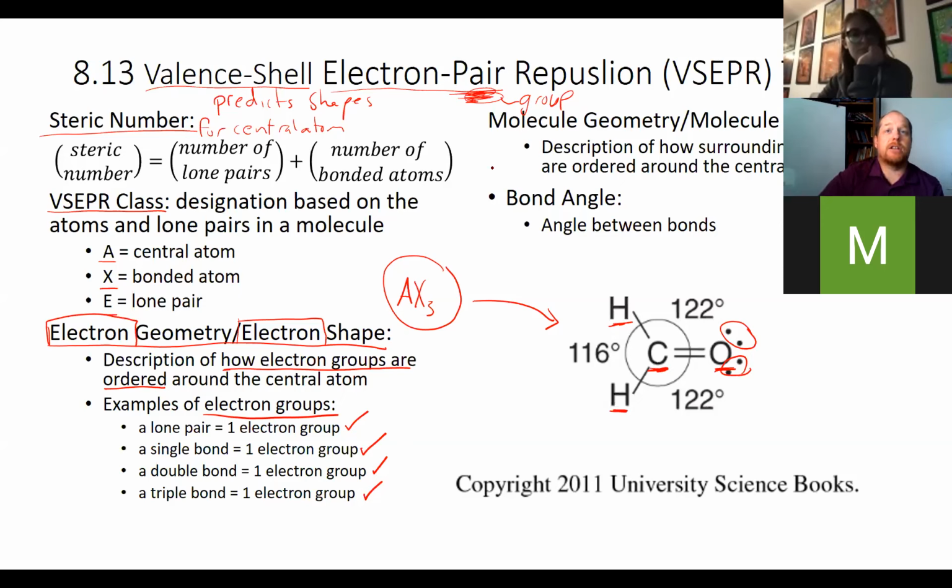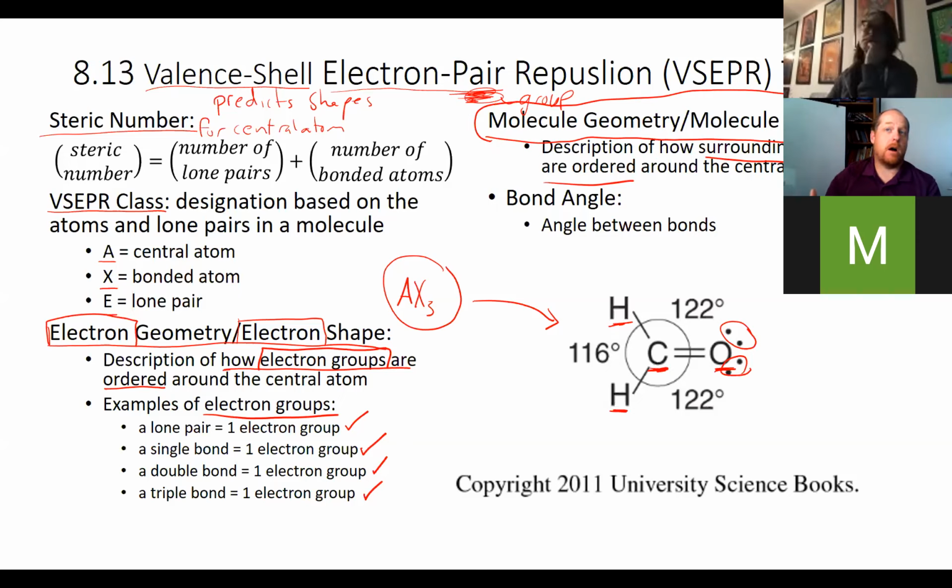So the key here is, remember, with electron shapes and electron geometries, we're talking about the electron groups. When we talk about the molecule geometry or molecule shape, or molecular geometry or molecular shape, right? We're talking about a description of how the surrounding atoms are ordered around that central atom. So when it comes to electron geometry, it's how the electron groups are ordered. When it comes to molecule geometry, it's how the atoms are ordered.